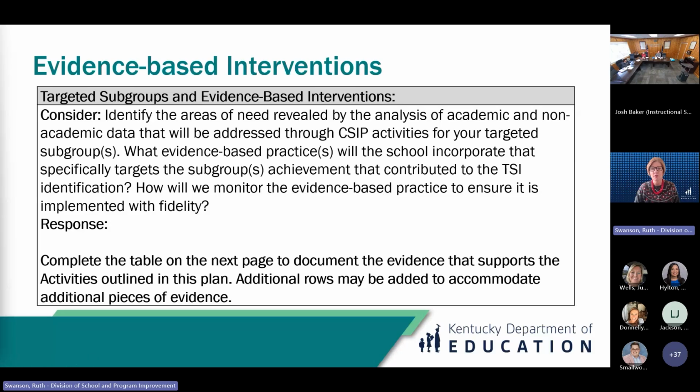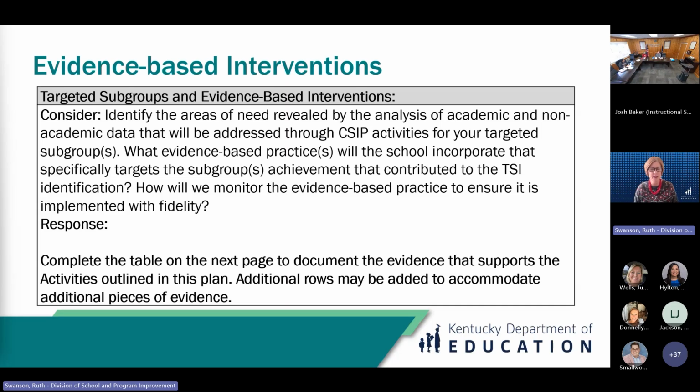So we come to the final additional requirement, and that is that your revised CSIP must include at least one evidence-based strategy or practice that you're going to implement. You want to make sure that this evidence-based practice has been shown to be effective with students like yours. So if your targeted subgroup is English learners, you want to look for something that has been shown to be effective in learning for English learners.